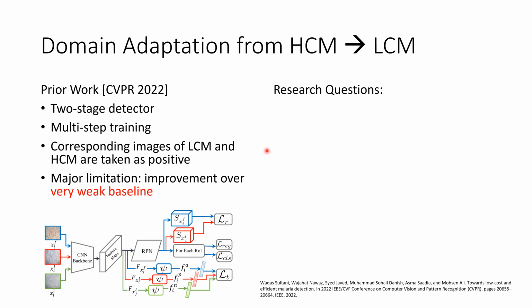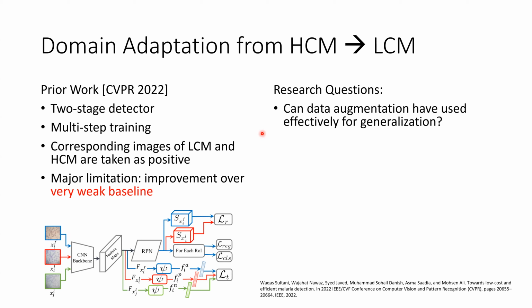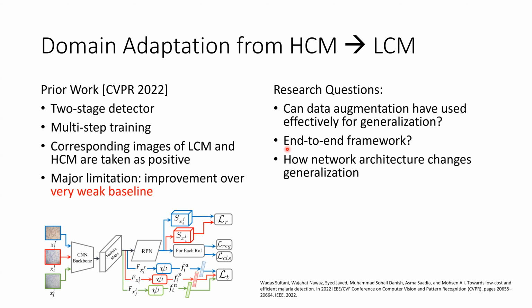So we try looking into some research questions. Can data augmentations be used effectively to adapt the domain from HCM to LCM? It could be a very simple yet effective solution. Another thing is, instead of this multi-step training, can we have an end-to-end framework? We also focus on the single stage detector, because in a two stage detector, if there are some changes in the prior backbone, they will be propagated through the second part of the network as well. That was our hypothesis, that we'll try to solve it using a single stage detector.